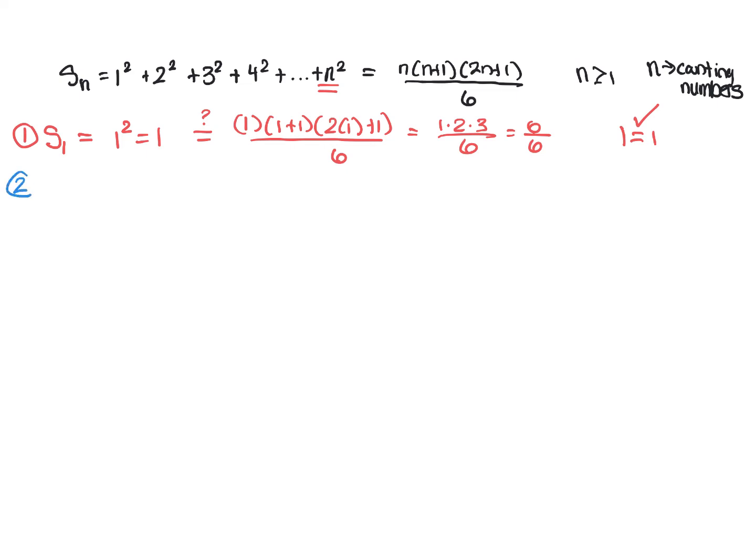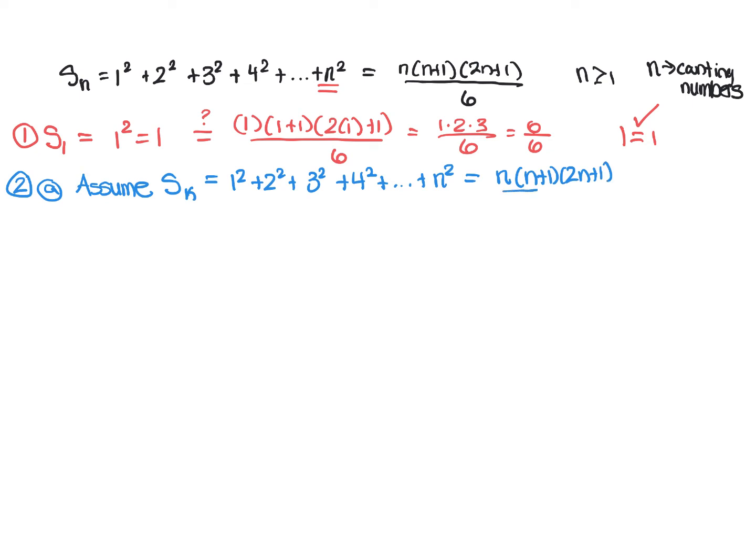Part 2 is A. We assume this is going to hold true if we just magically change the n to a k. I mean, what's the magic in calling it n? It could be called k. It doesn't matter what it's called. So then we can assume it's true for k. So 1 squared plus 2 squared plus 3 squared plus 4 squared plus ... plus n squared has to equal n times n plus 1 times 2n plus 1 all over 6.